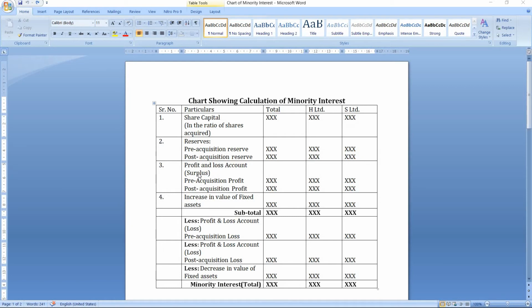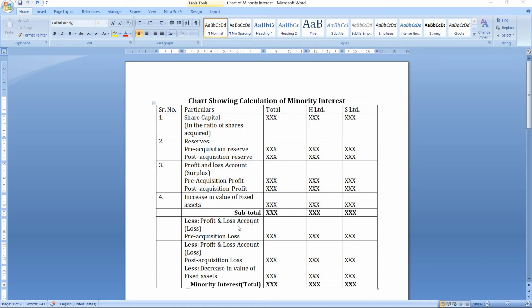Similarly, profit and loss account, the surplus of the company: whatever profit is created before acquisition, that is pre-acquisition profit, again the same profit has to be divided between the holding company and the minority shareholders. Post-acquisition profit is the profit earned after acquisition of shares by the holding company. So the same profit is to be divided between the holding company and the remaining shareholders. If there is an increase in the value of fixed assets, that also has to be taken, and it has to be divided between the holding company and the subsidiary company. So you have to make the total of this.